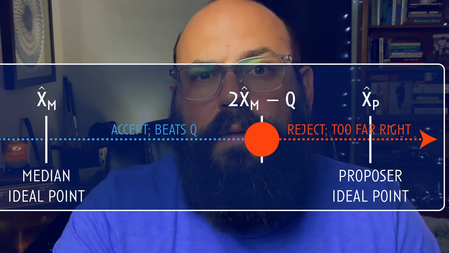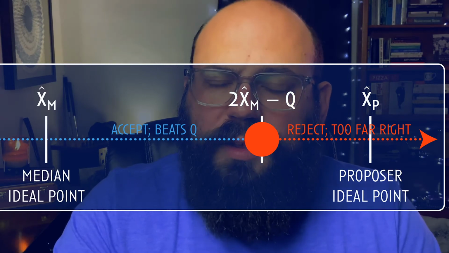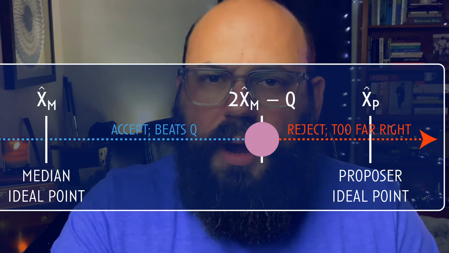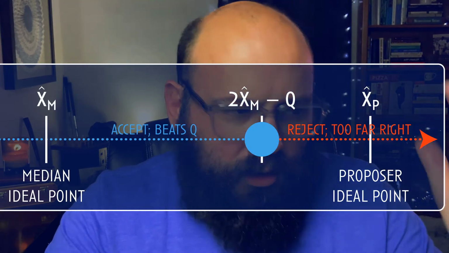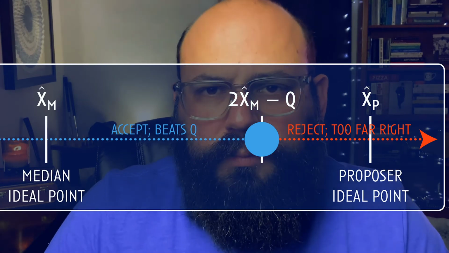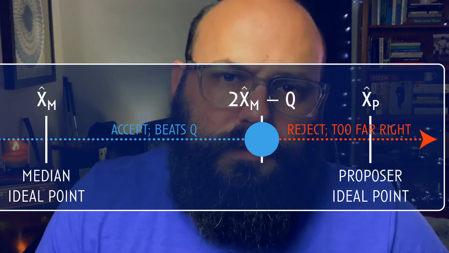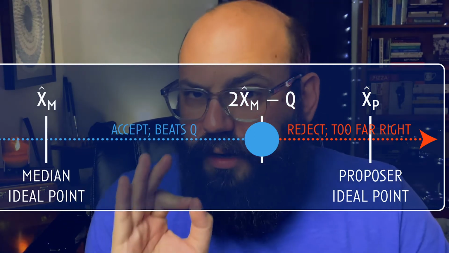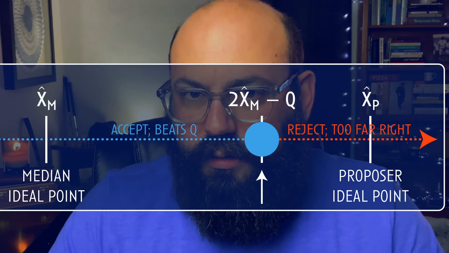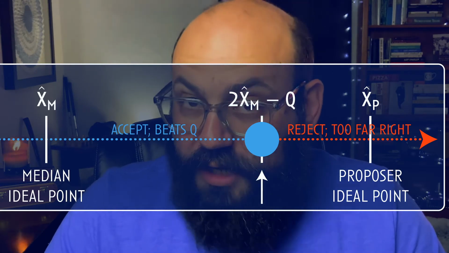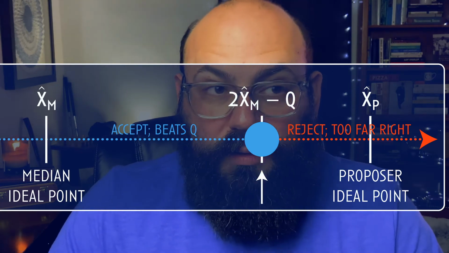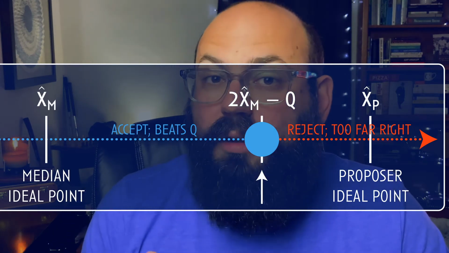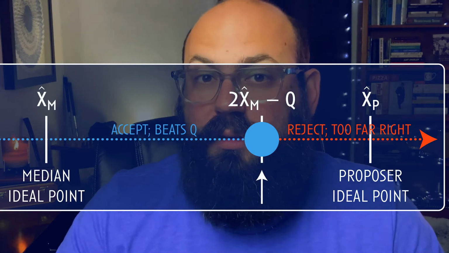However, suppose instead that the median voter accepted x equals 2m minus q. They're indifferent between q and 2m minus q. Let's suppose that they accepted when indifferent there. Well, if that's the case, then the proposer is saying, I can offer exactly 2m minus q and get it accepted. Anything to the right gets rejected. Anything to the left that's still in the win set gets accepted but is worse for me. The best thing that I could do is offer 2m minus q and get it accepted.